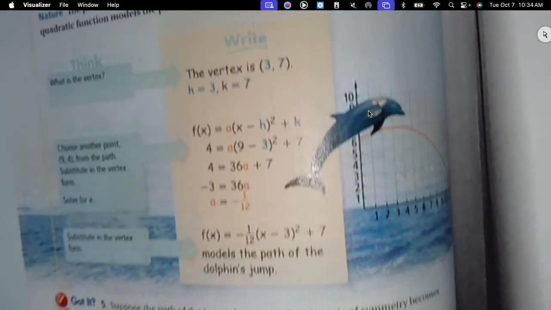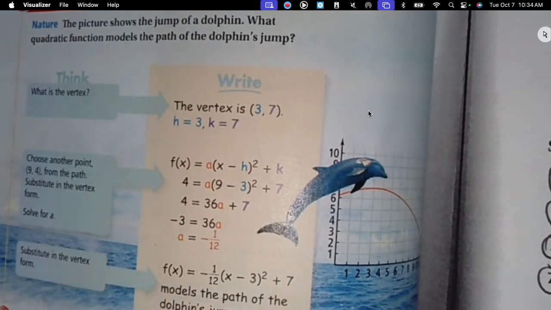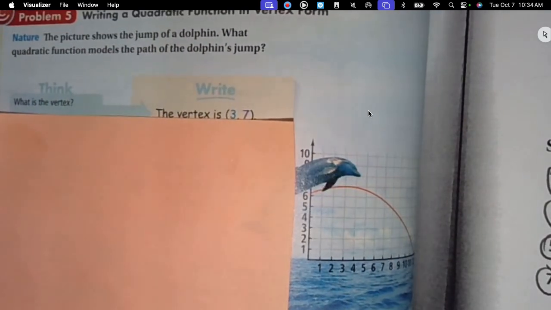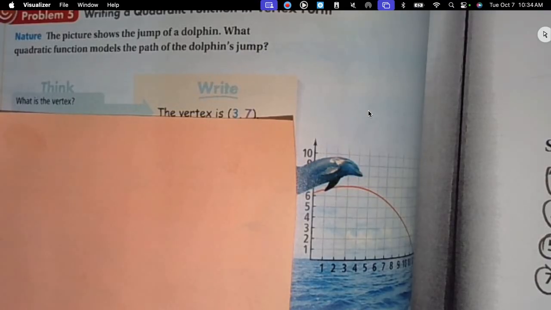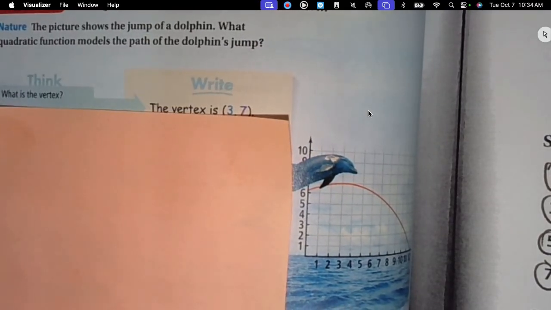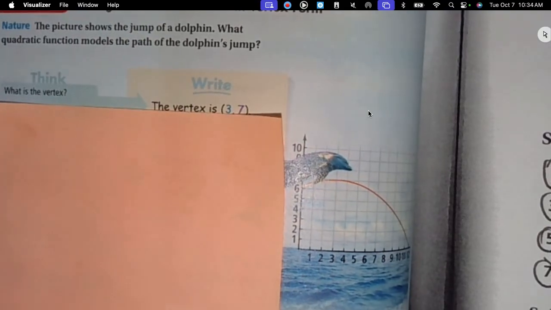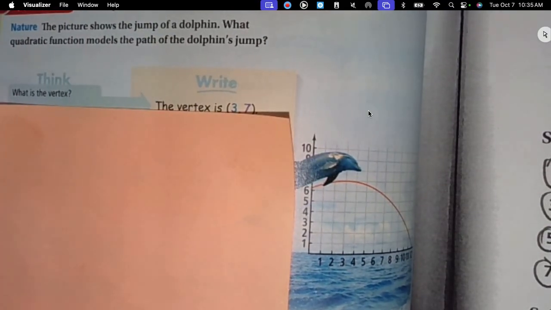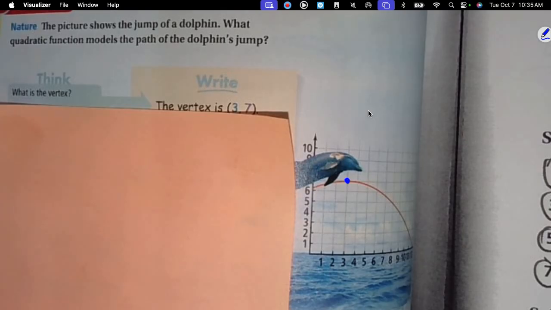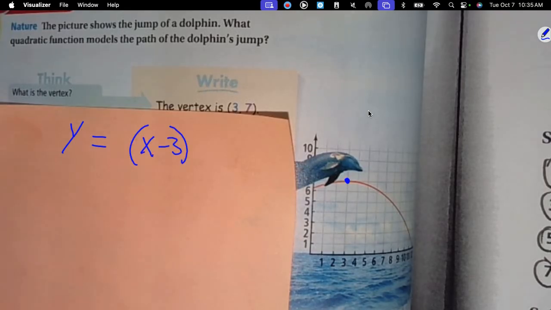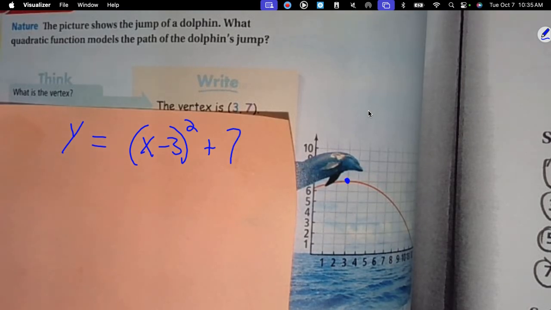I do. Last problem. Okay, here is a picture of a dolphin jumping. It says, what's the quadratic function that models the path of this dolphin jumping? It does tell us that the vertex is 3, 7. That's that tip top point. So let me go over 3 and up 7. All right, so y equals, how would I write this equation? x minus 3. Very good. x minus 3 squared. Then what? Plus 7.